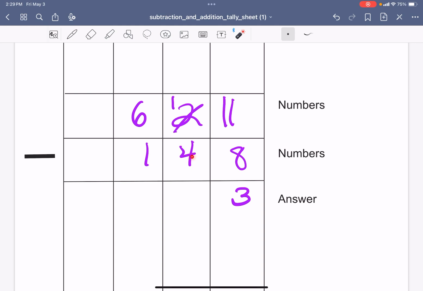And 1 minus 4 we can't do. So we've got to go next door. This becomes a 5. And this one becomes an 11. So 11 minus 4 is 7. And 5 minus 1 is 4. So our answer is 473.